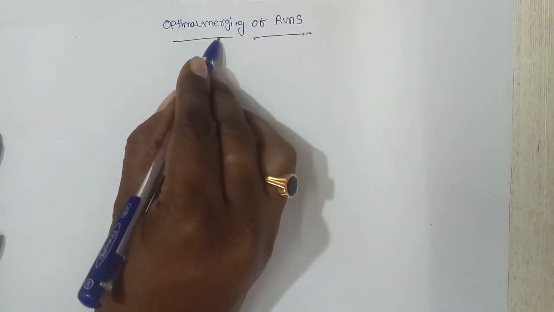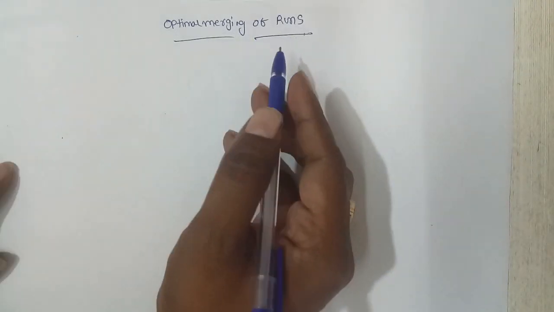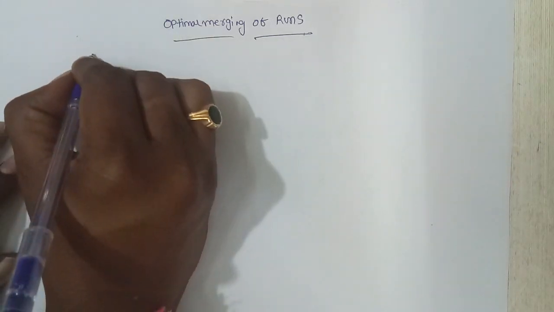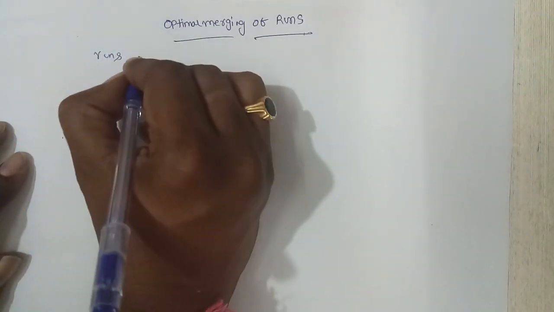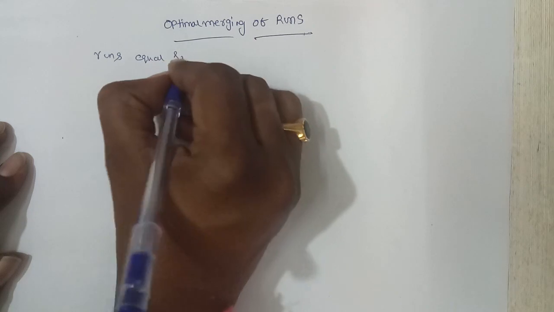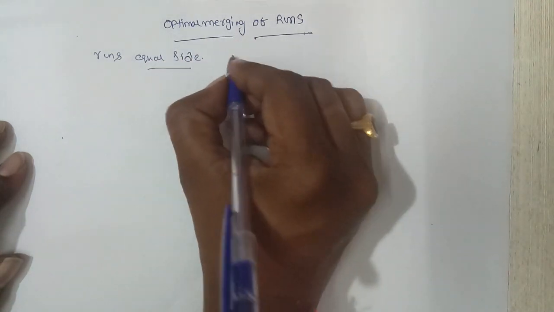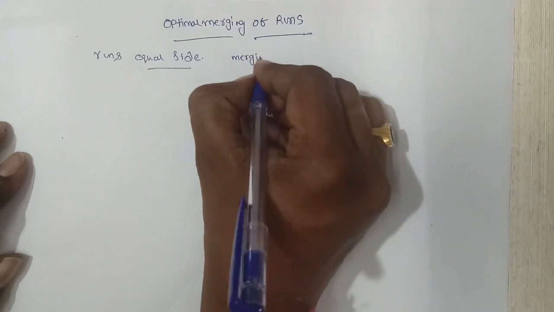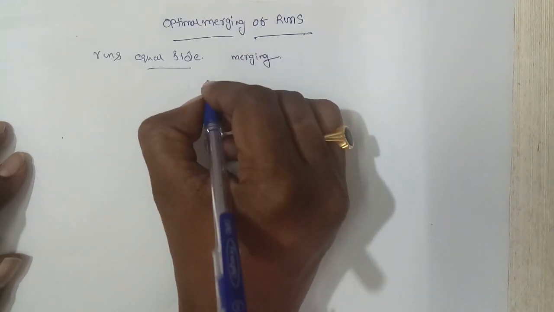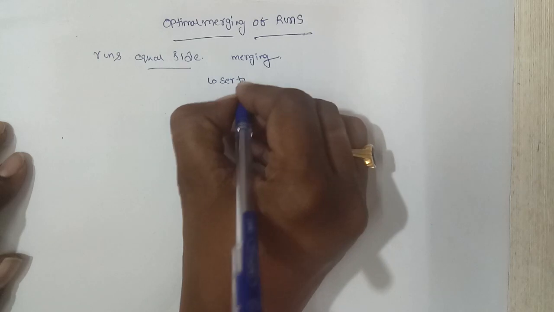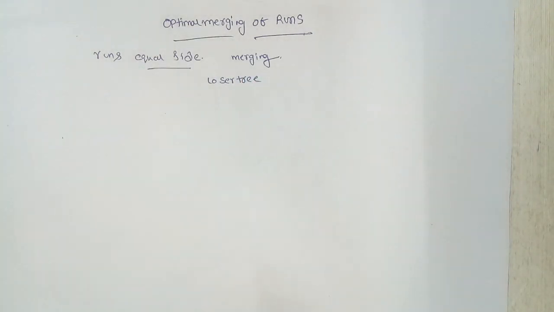In this session we will discuss optimal merging of runs. When we are considering the runs of equal size, then the merging is very simple. Simply by using the Loser tree, we are performing the merge operation.